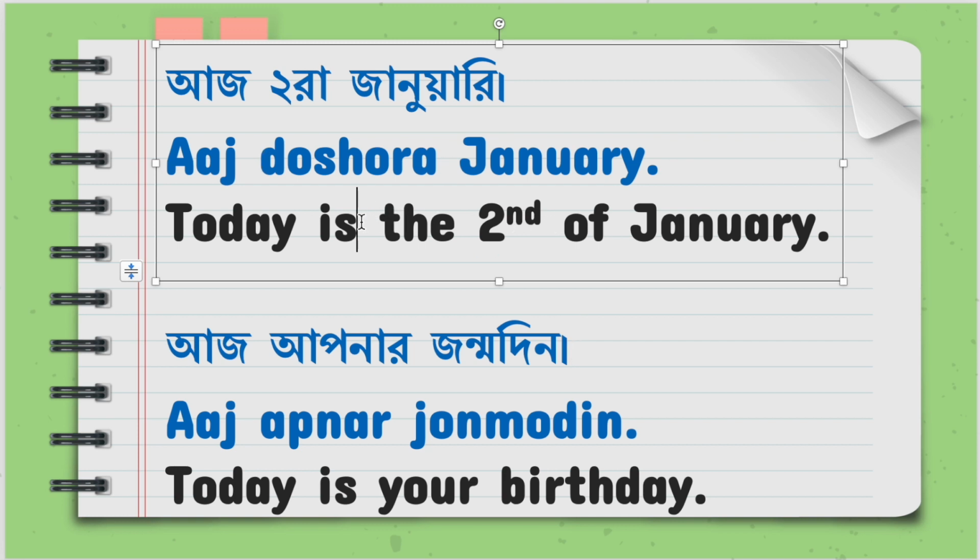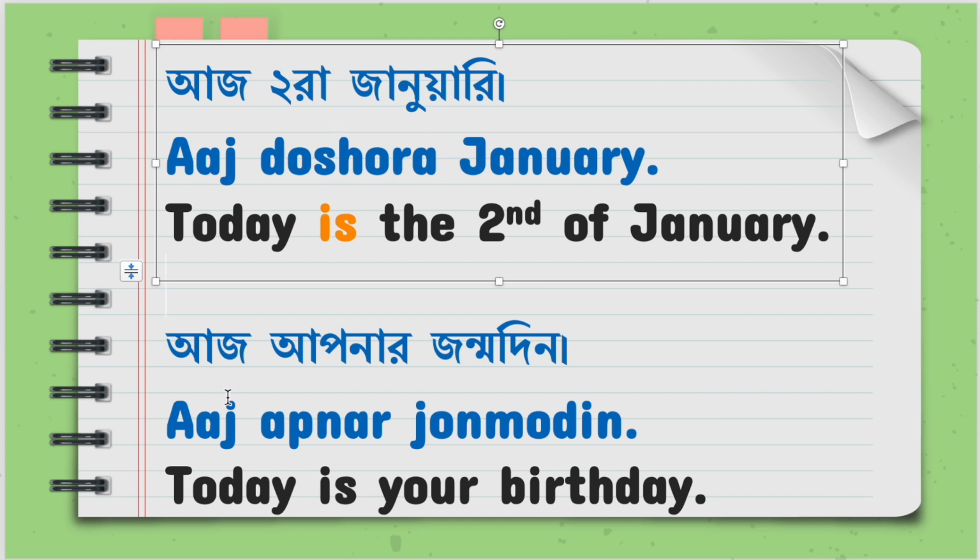Now you can see that for this is, we have not used anything. So nothing is in yellow here in this Bangla sentence, right? No auxiliary verb. So that means when we talk about present, especially in these cases, we know that we are talking about present and we omit the auxiliary verbs. So it's just enough to say aaj for today, the 2nd of January. So it sounds something like today, the 2nd of January. Is omitted in Bangla. Aaj Doshora January.